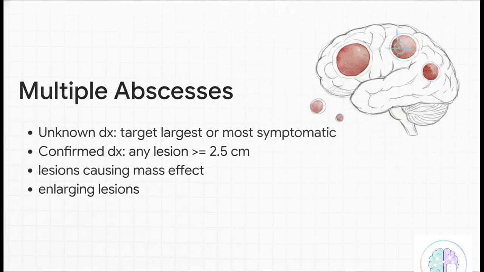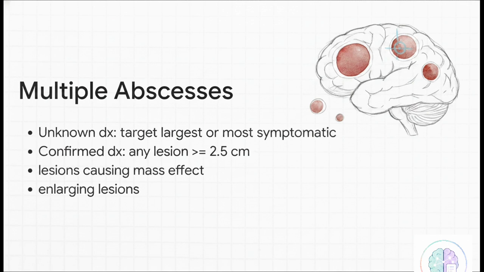What happens when a patient shows up with multiple abscesses? Which one do you even go for first? Well, the protocol is crystal clear on this. If the underlying diagnosis is totally unknown, you target the largest lesion, or whichever one is causing the most severe neurological symptoms, just so you can get that initial culture.